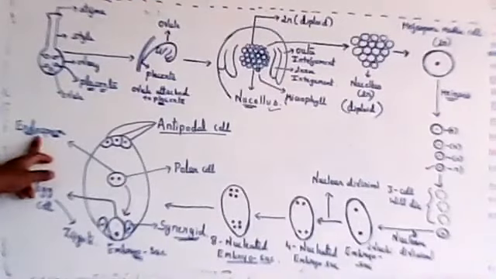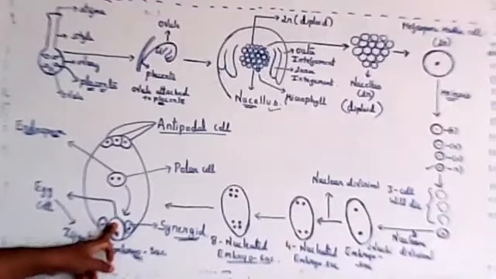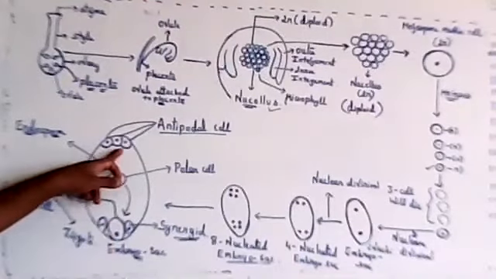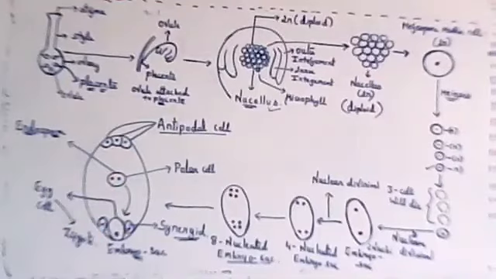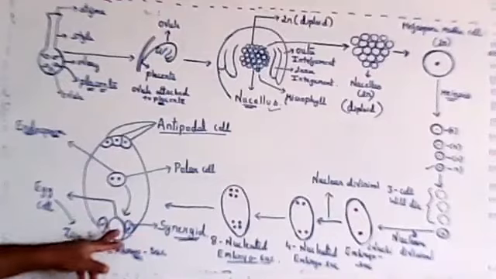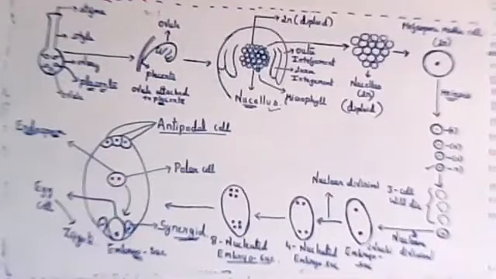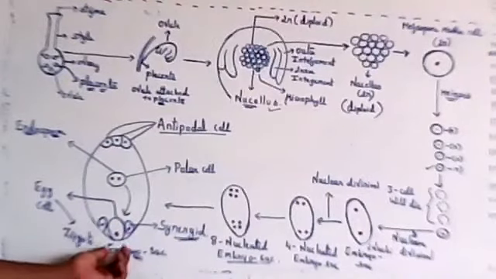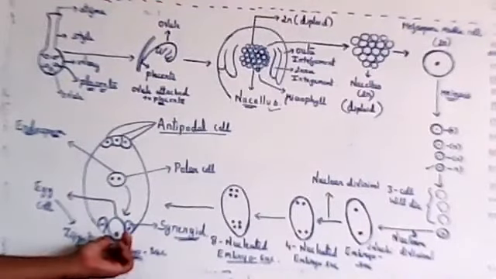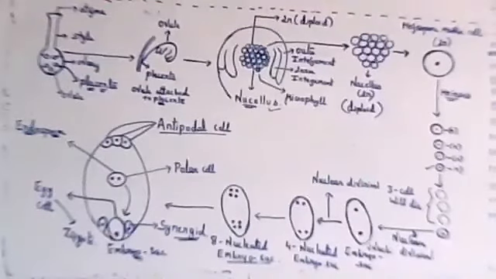The function of the endosperm is to provide food to the zygote after fertilization. After fertilization, these cells will not remain. Antipodals will die, synergids will die. Only the central cell and the polar nuclei will survive. So this is the way the egg is formed inside the embryo sac, inside the ovule.